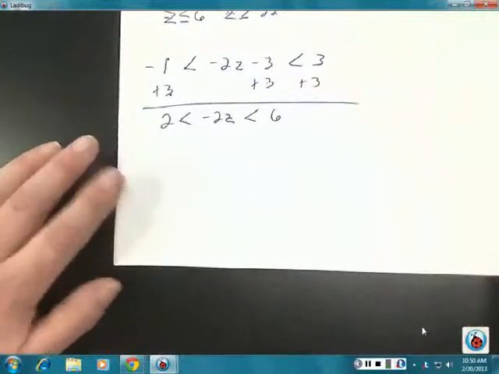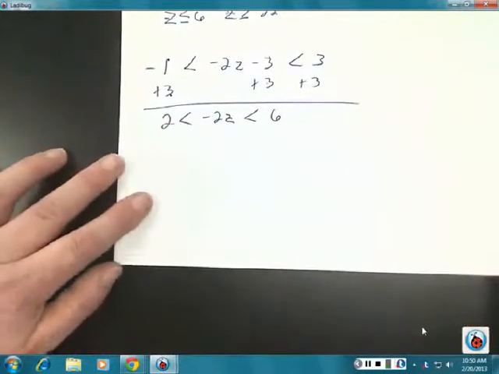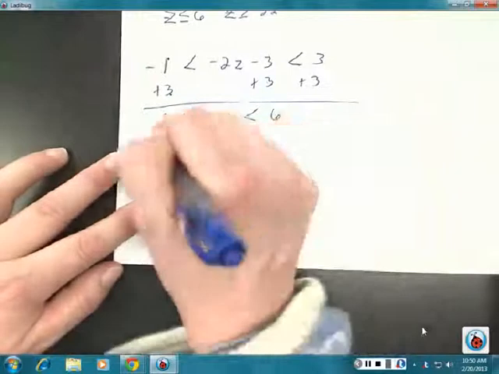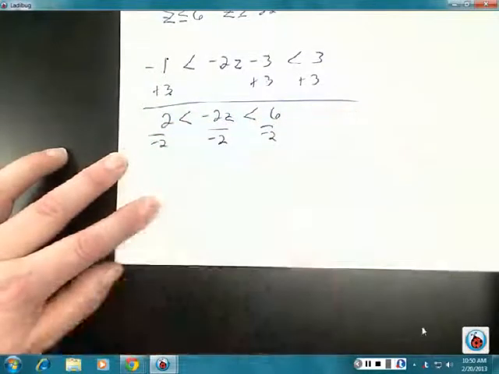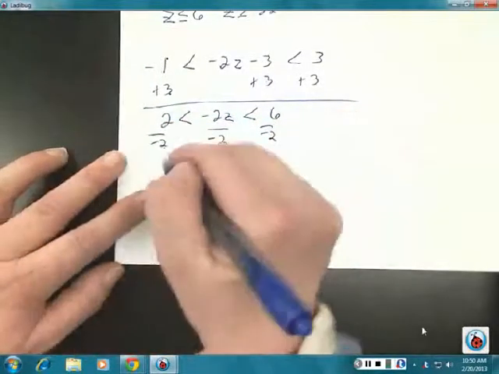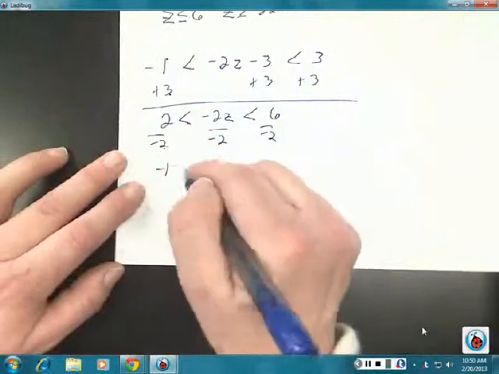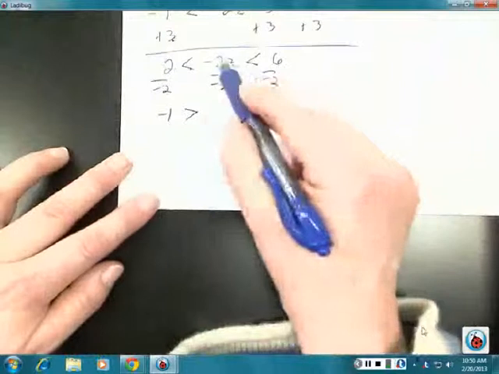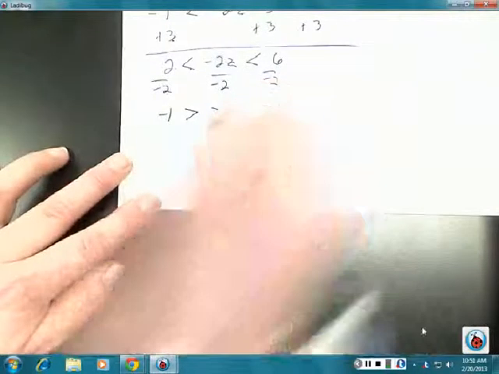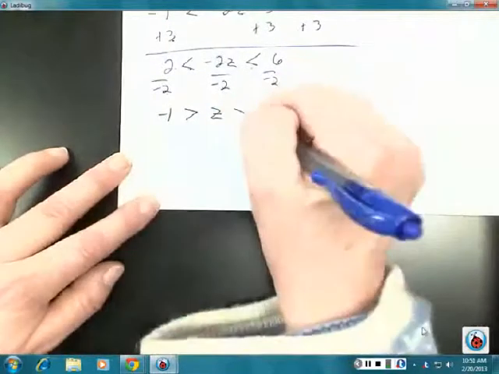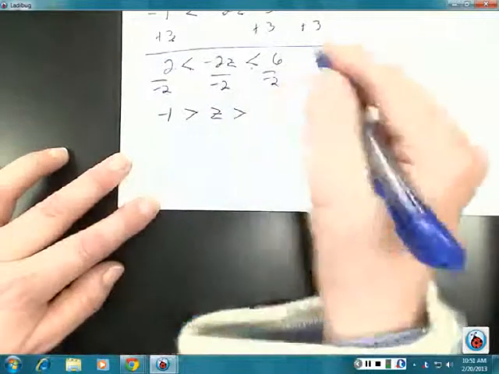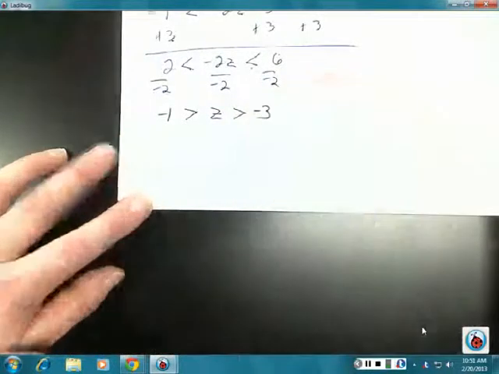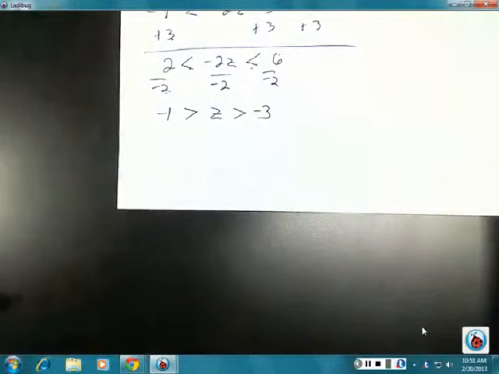Now what would you want to do? 2 divided by negative 2? Negative 1. Flip my sign, because I divided by that negative piece in there. Negative 2 and negative 2 leaves me with z. Flip my other sign, and 6 divided by negative 2? Negative 3. Okay? Yes? No?